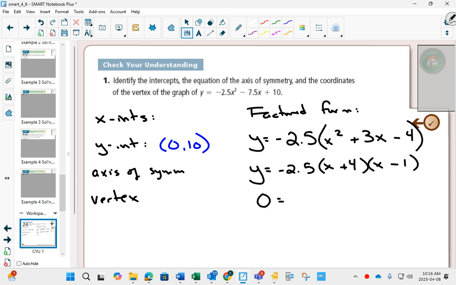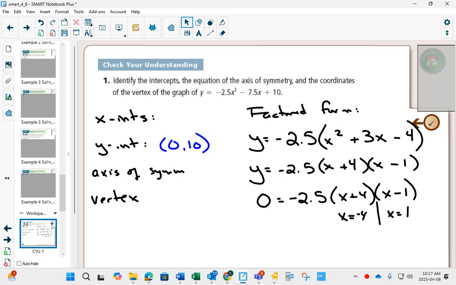And then to find my x-intercepts, I put in y is 0. So x-intercepts are minus 4 comma 0 and 1 comma 0.